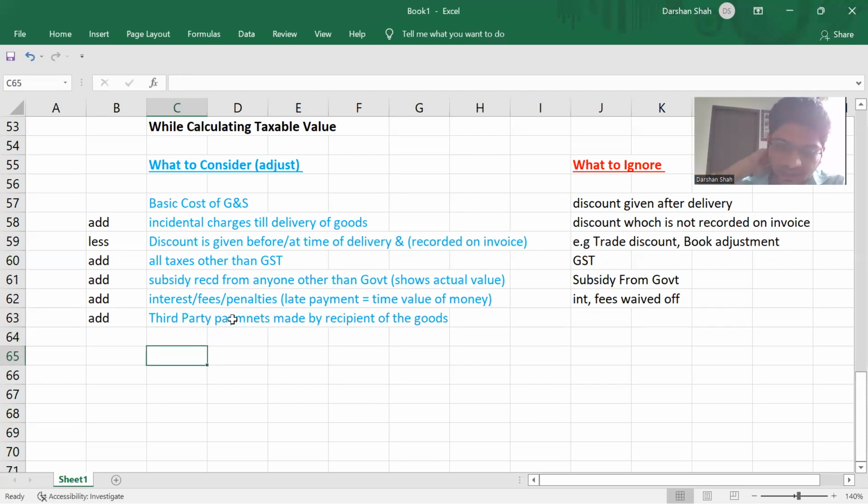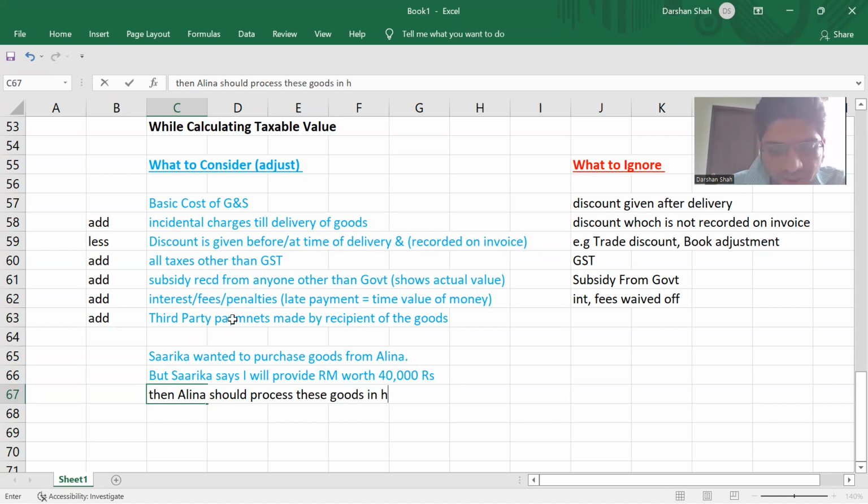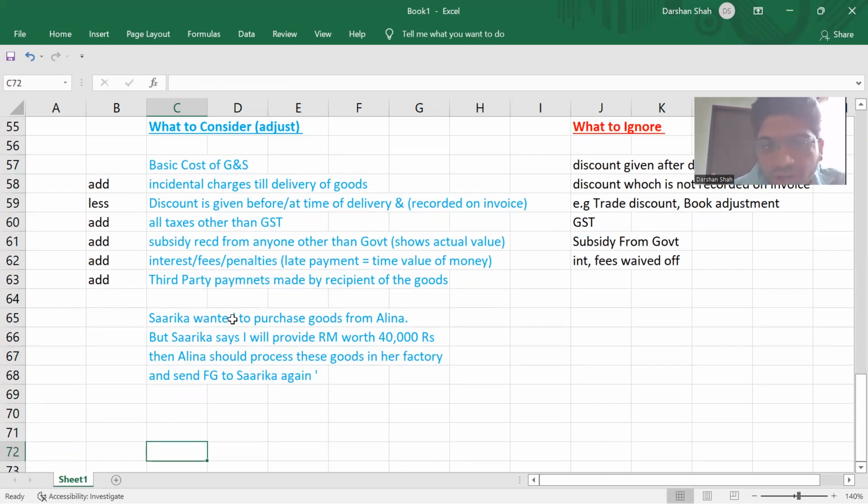Now let me take an example, and then we'll see whether you are understanding this. Same example of Alina and Sarika. Sarika wanted to purchase goods from Alina. But Sarika says, I will provide raw material worth 40,000 rupees. Then Alina should process these goods in her factory, and send finished goods to Sarika again. This was, let us say, the contract between them, right?